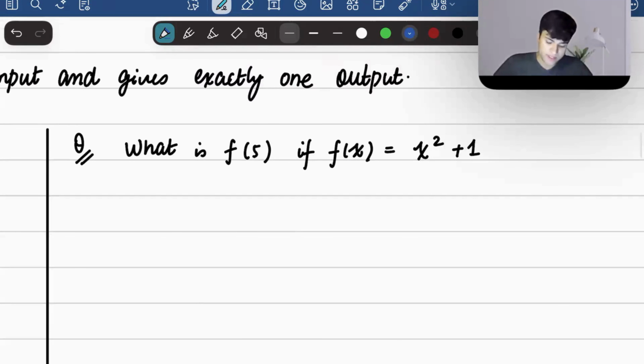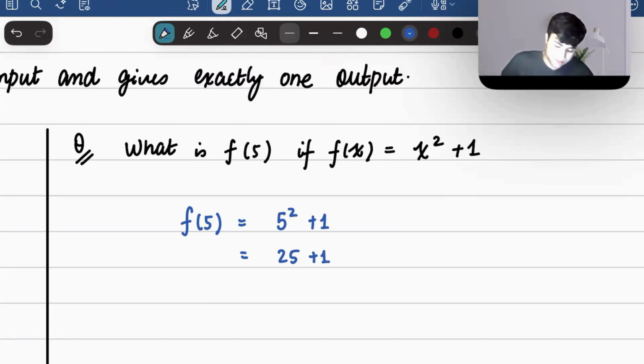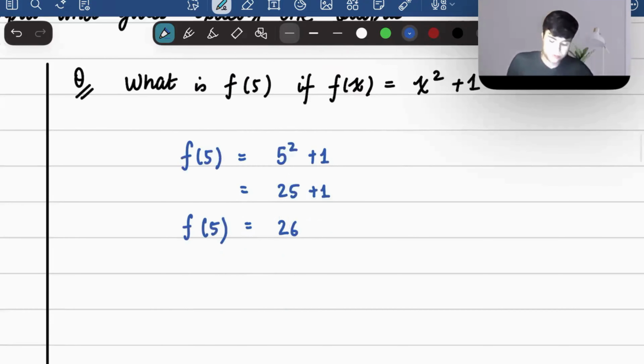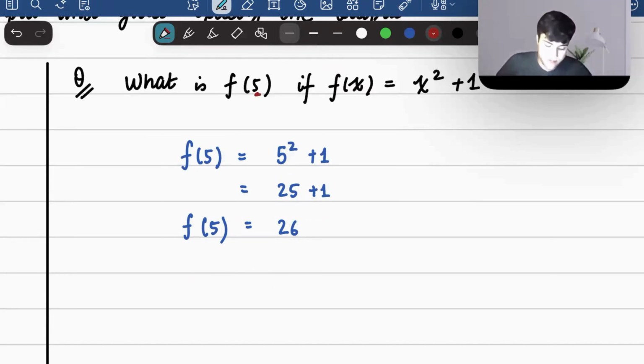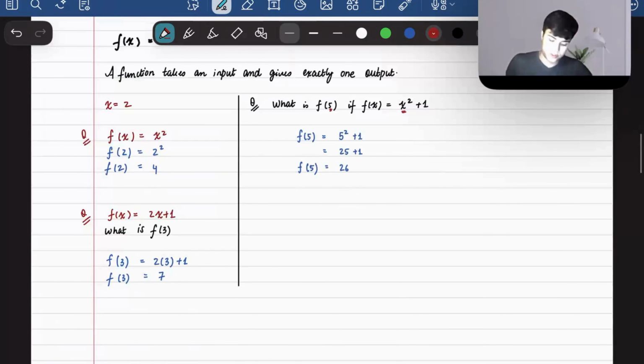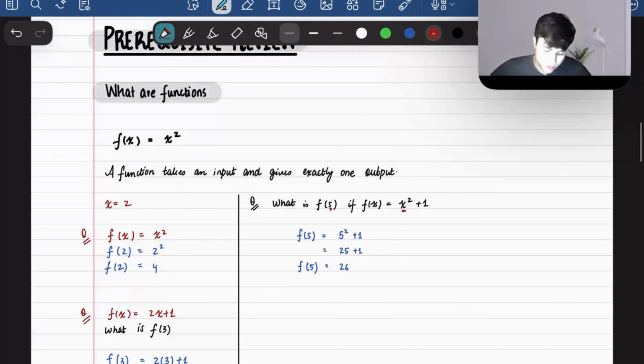Okay, we're going to go with the answer now. f of 5 equals 5 squared plus 1. 5 squared is 25, plus 1, which gives me the value 26. So the value of f of 5 equals 26. When I plug the value 5 into x, I get the y value 26. So far, so good. This was what we needed to know about functions before we get started with calculus in detail.